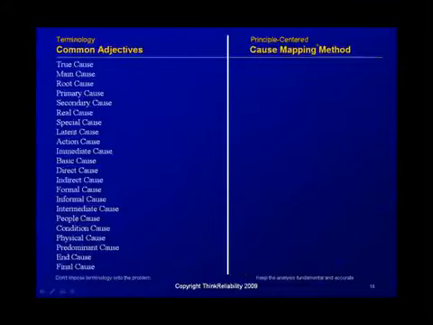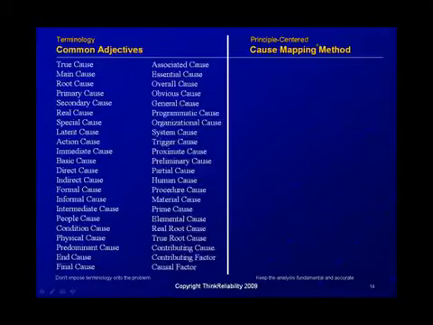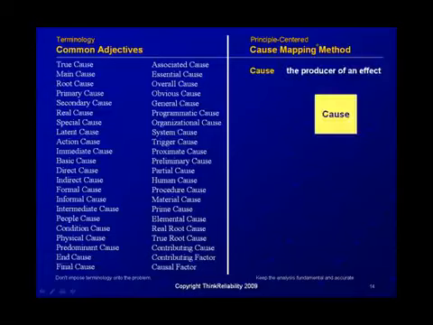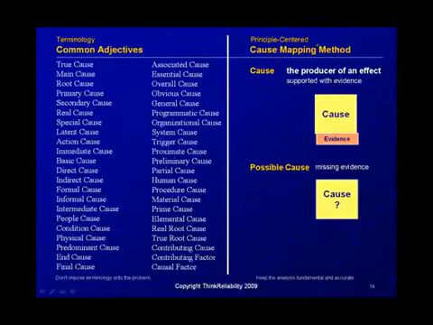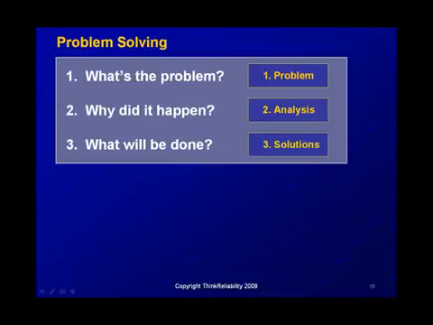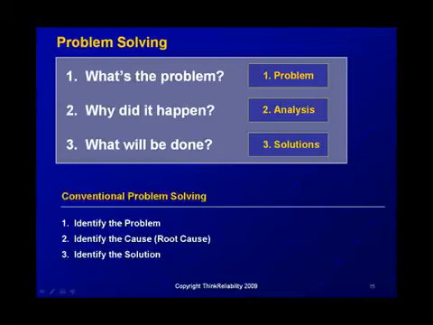A lot of root cause analysis methods are very heavy into the adjectives. A lot of terminology ends up maybe confusing what is fundamental cause and effect analysis, and we really try to simplify that approach, that a cause in the cause mapping method is the producer of an effect. You validate it with evidence. If you're missing evidence, it's called a possible cause, because you're not sure whether or not this cause actually occurred. The steps, again, are problem, analysis, solution.